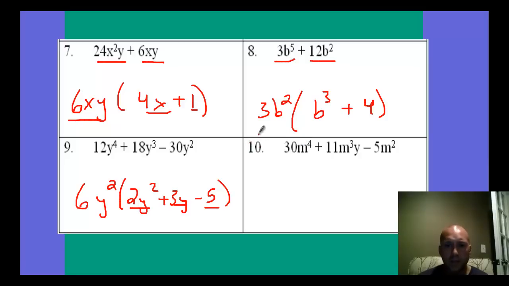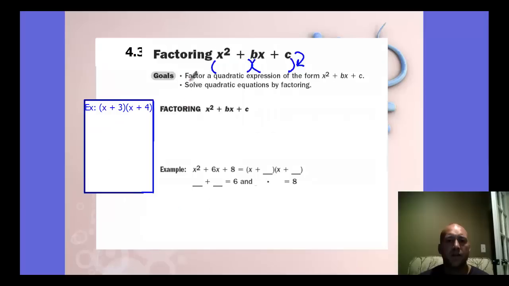So I'm going to leave this one right now, and this is going to be your first homework problem. So this one right here, first homework problem, I want you to pull out the common factors to rewrite that. So factoring, 4-3 is about factoring trinomials.